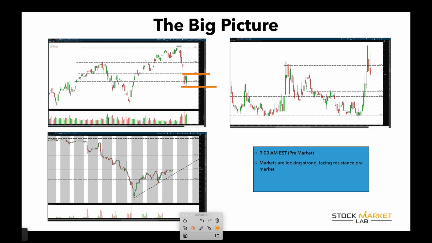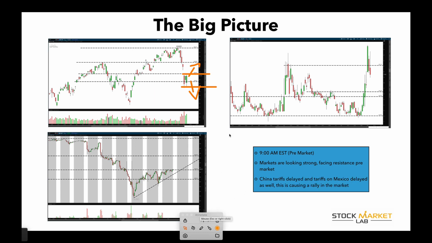But now if SPY can break out of this range, go on the upside or the downside, that would give me a lot of confidence, showcasing that there's a high probability for a continuation move on the downside or maybe the upside. But that's where catalyst kicks in, okay?